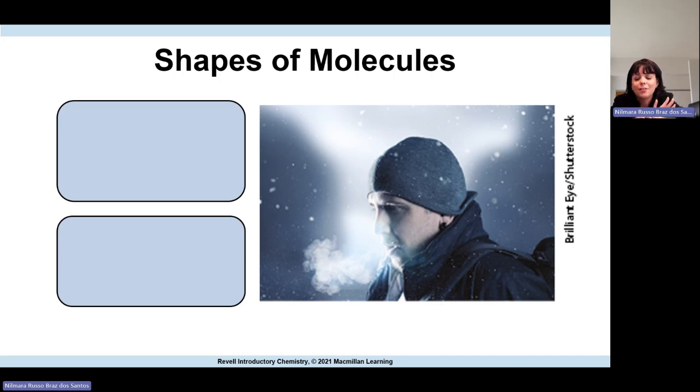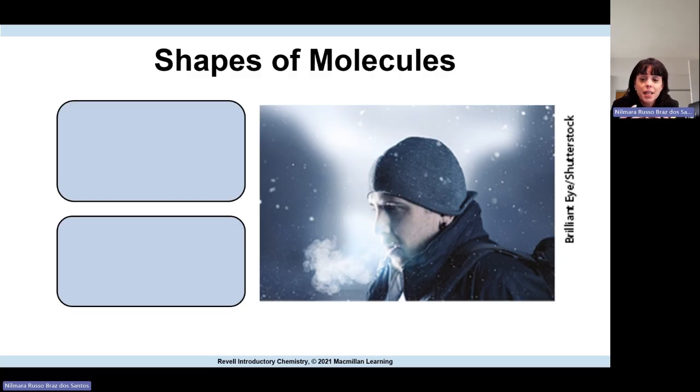So the further away it can be, the greatest distance between 2 atoms will be 180 degrees. So that will be the highest distance. So the shapes of molecules critically affect their properties as well.